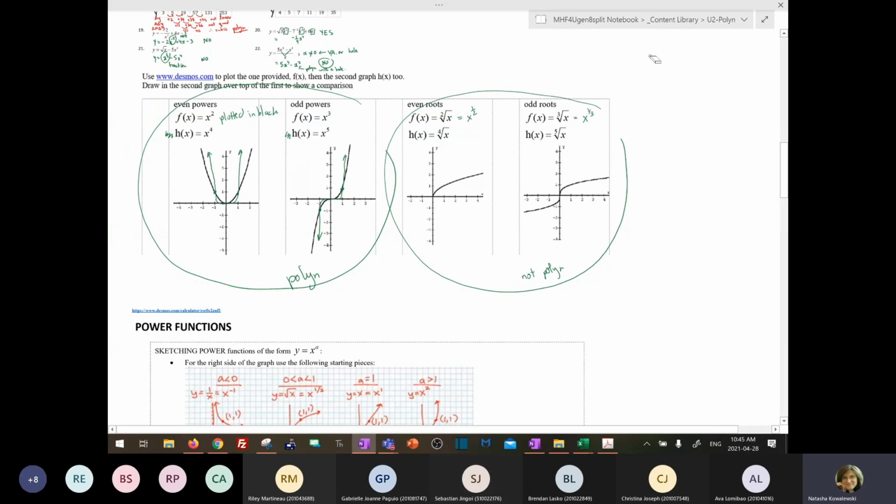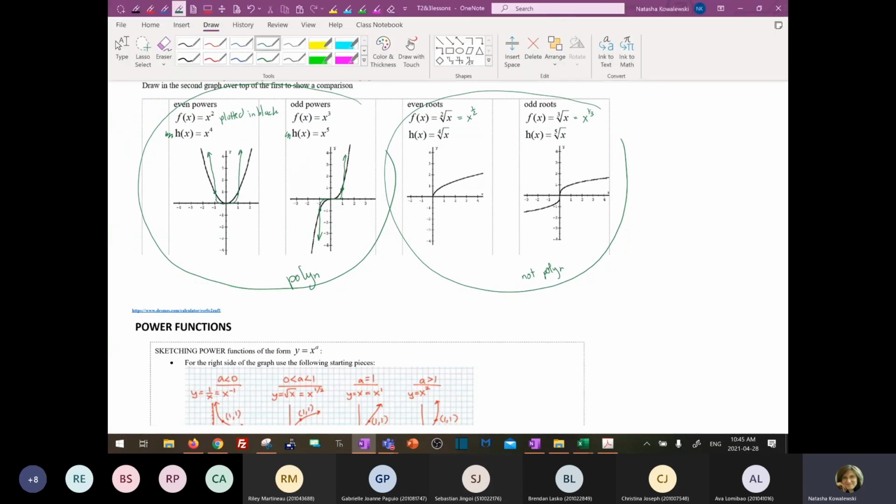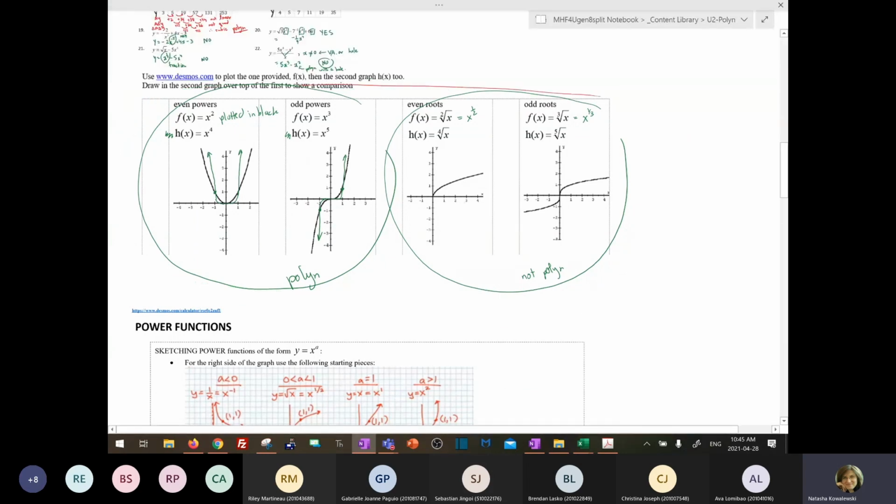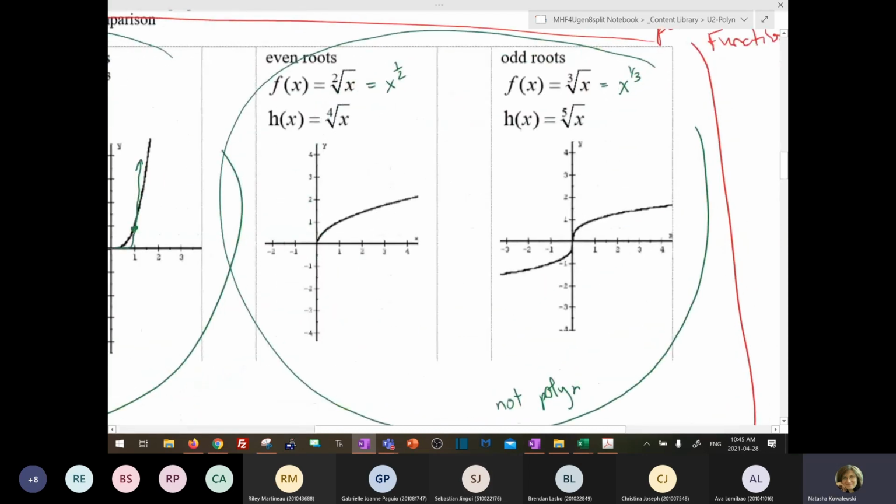So let me use maybe a different color. And power functions is what I want to discuss next. So this is kind of like a lead-in. So all of these are our power functions, because it has x to a particular power, and it could be any power. Okay, so let's do this comparison.